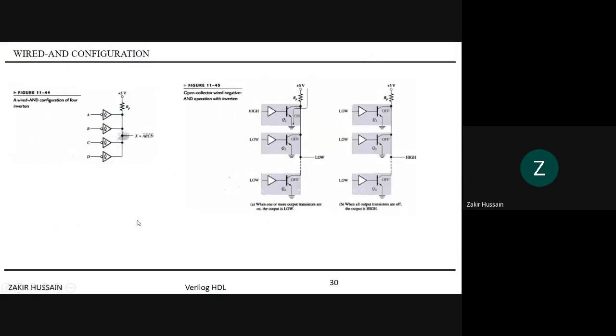This is the wired AND. You see this carefully here. This is, I think, visible. So this is how wired AND logic actually works here. Go through this one. In case you still have a problem, I will address it.